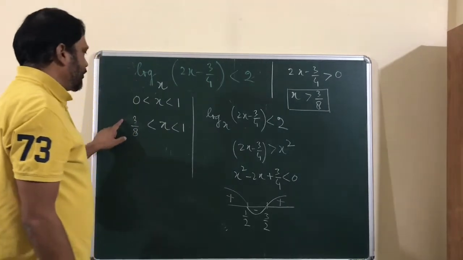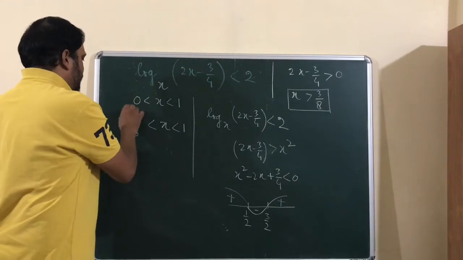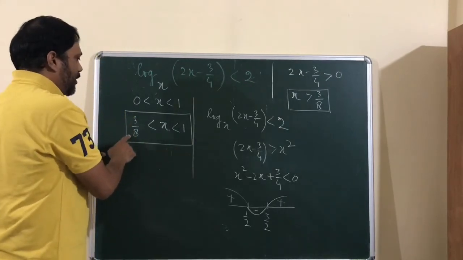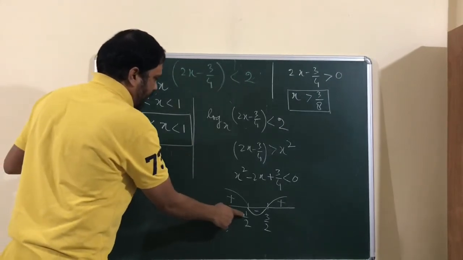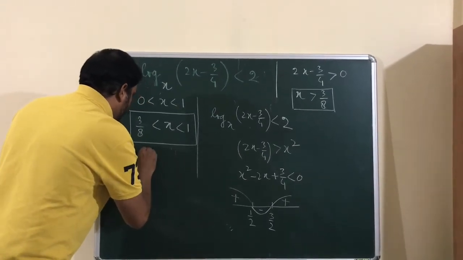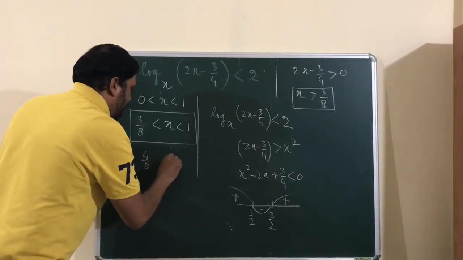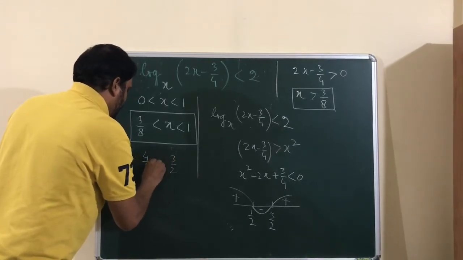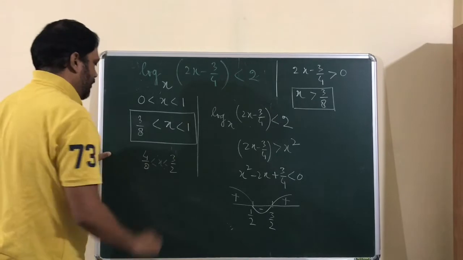And what values can you consider over there? 3 by 2 to 1, right? So 3 by 2 to 1 you can consider, and here you can start from 1 by 4. 1 by 4 means you are starting from 4 by 8 to 3 by 2. So that x is greater than 4 by 8 but less than 3 by 2.